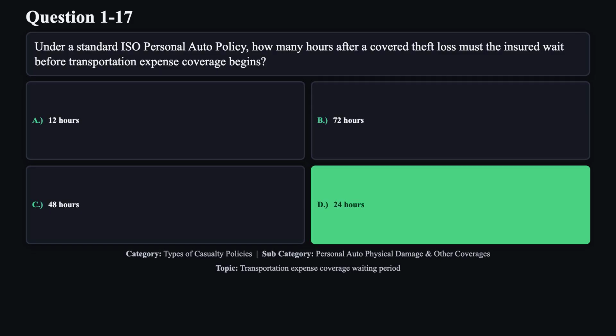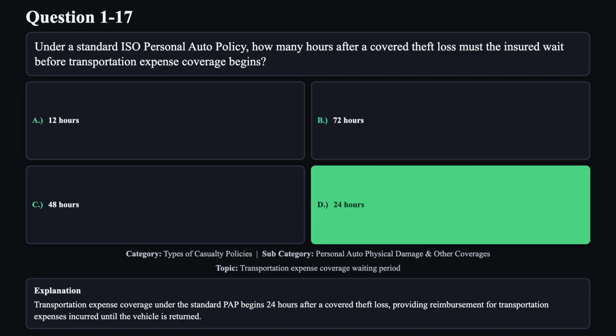The correct answer is D. Transportation expense coverage under the standard PAP begins 24 hours after a covered theft loss, providing reimbursement for transportation expenses incurred until the vehicle is returned.